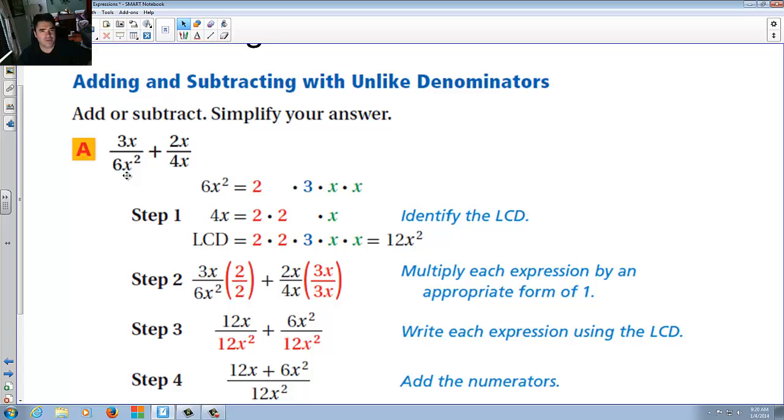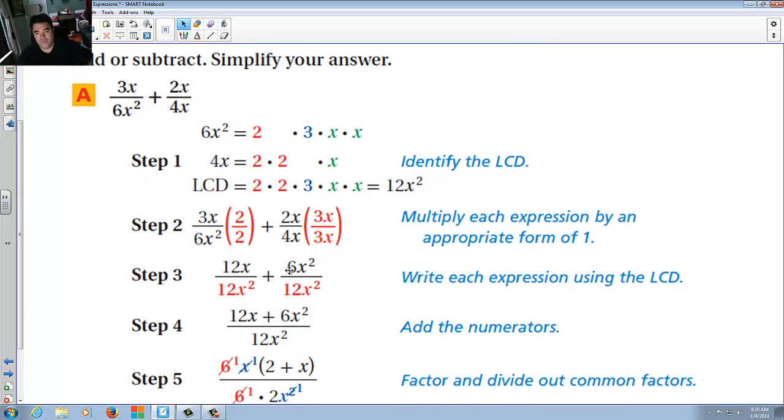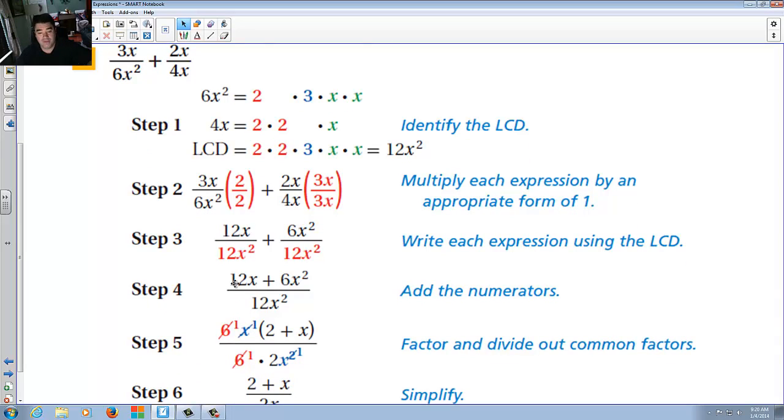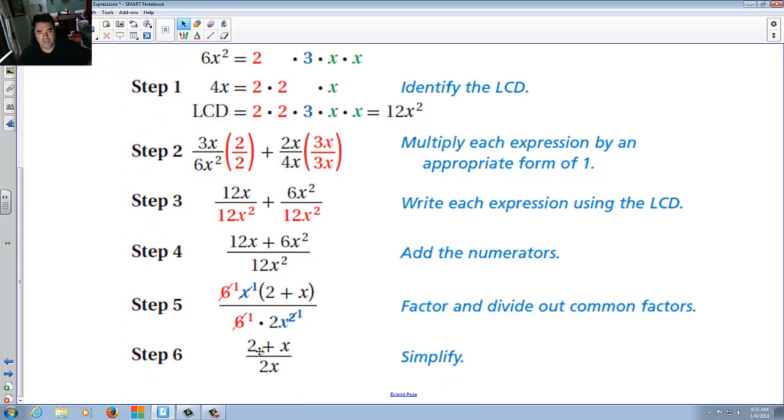To turn this into 12x squared, we multiply the top and bottom by 2. This one you multiply by 3x, as shown. So now both are 12x squared. So you have 12x plus 6x squared, combine them. Now personally I'd put the 6x squared first, but you don't have to. They're going to pull out a 6, pulling out a 6 in this one. These cancel, leaving 2 plus x over 2x, although again I would have x plus 2 over 2x. It's my preference, and really it's the way it should be.